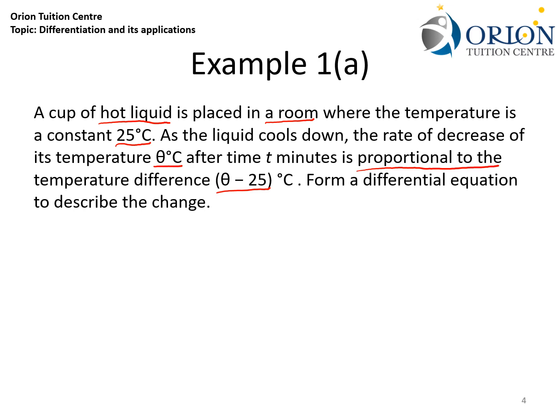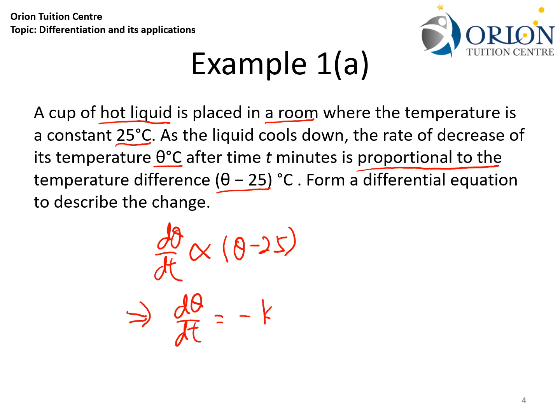So we can say that d theta over dt, which is the rate of change of temperature, is proportional to the temperature difference, theta minus 25. And therefore, we need to replace the proportionality sign to change it into an equal sign. We can say that d theta over dt must be equal to negative k times theta minus 25. And I have added the negative sign because I know that theta is decreasing, since the cup of hot water is going to be losing heat and thus the temperature will decrease.